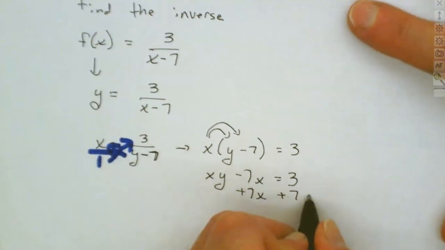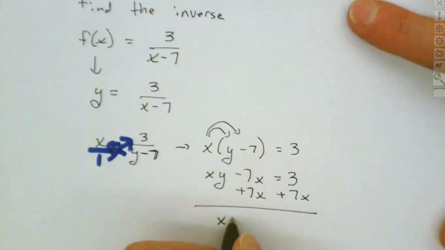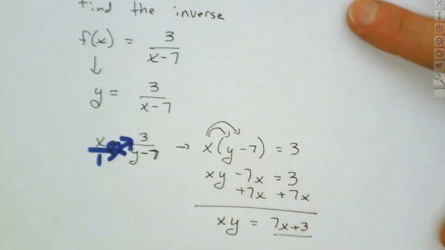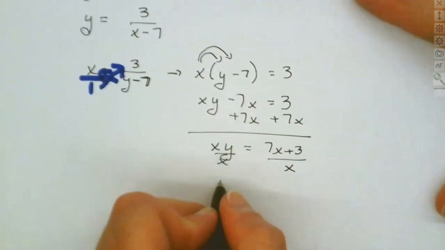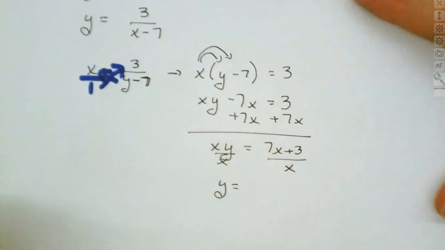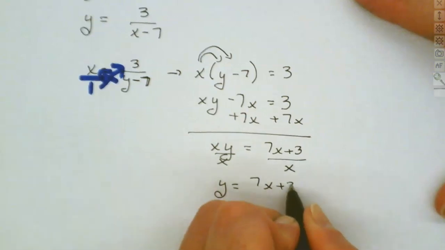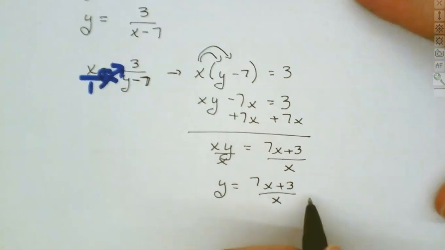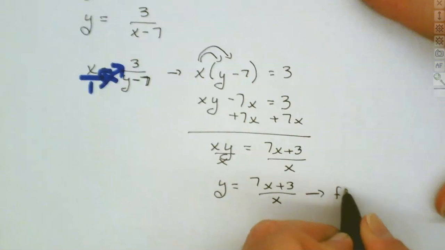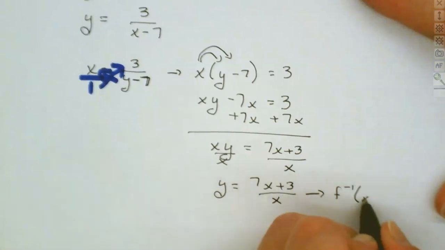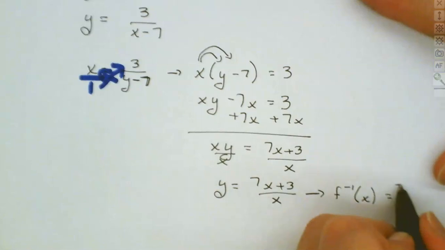And now we've got xy equals 7x plus 3. I'm going to divide both sides by my x. Okay. And what does that leave you with now? Well, that leaves you with y equals 7x plus 3 over x. And what's our final step here? Replace y with what? F inverse of x.